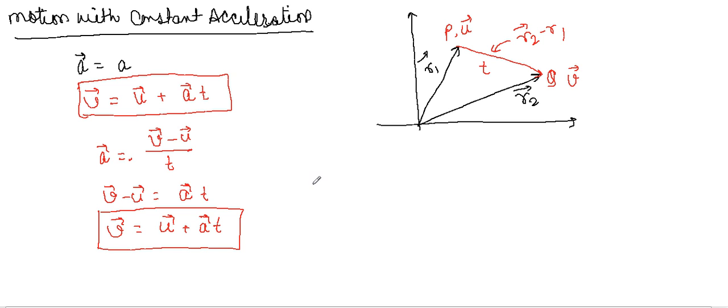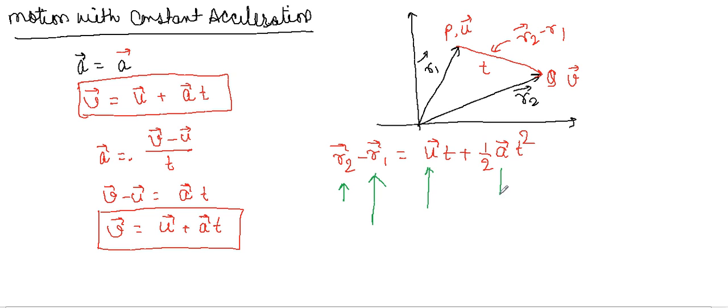The second equation we find when acceleration is constant: r2 minus r1 equals ut plus half a t square. You should know every expression here. r2 is the final position, r1 is the initial position, u is the initial velocity, a is acceleration, and t is time.